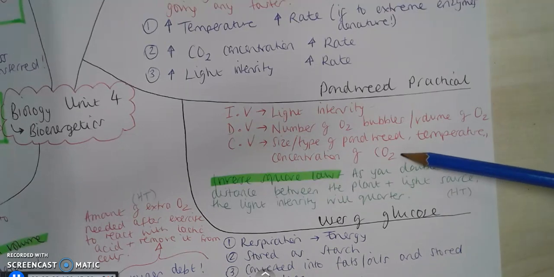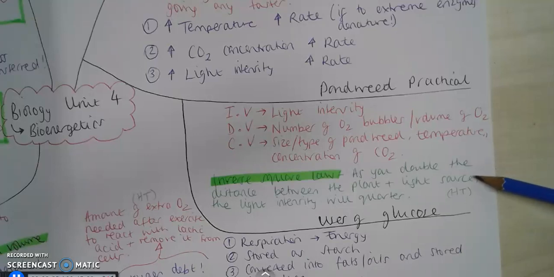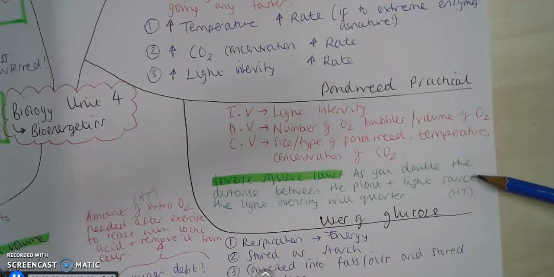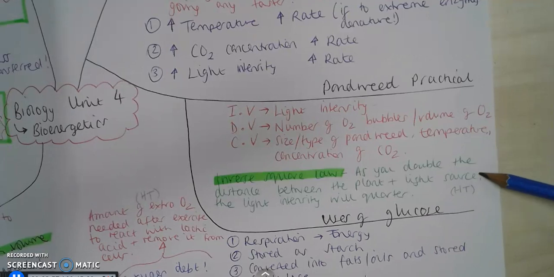When it comes to looking at this type of practical, there's something that higher tier students need to know called the inverse square law. What this states is, as you double the distance between the plant and the light source, say the plant and the lamp, the light intensity will quarter. So as you double the distance, the light intensity will quarter. That's worth bearing in mind. We've seen quite a few examples where that's come up in the past.